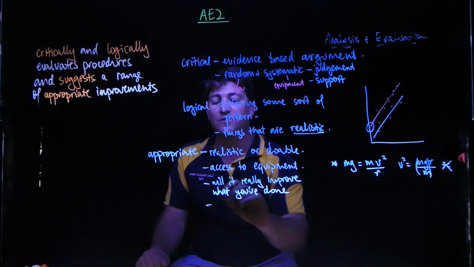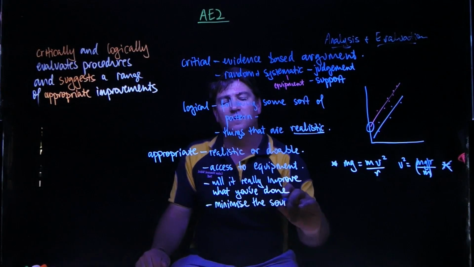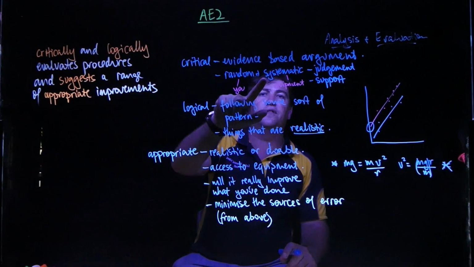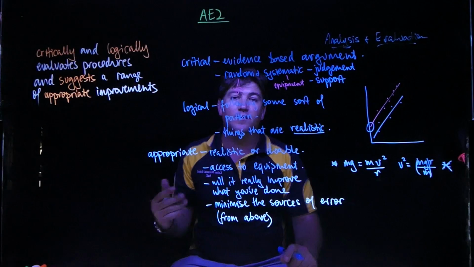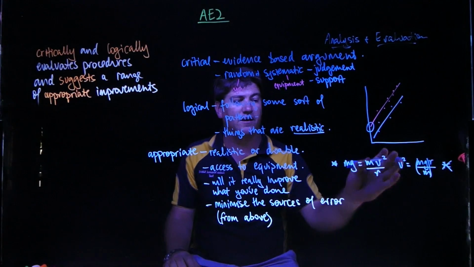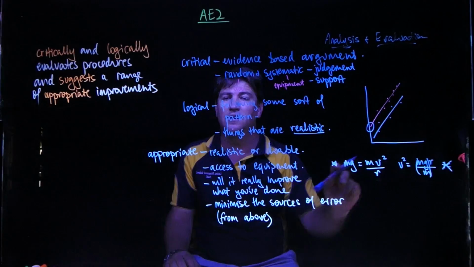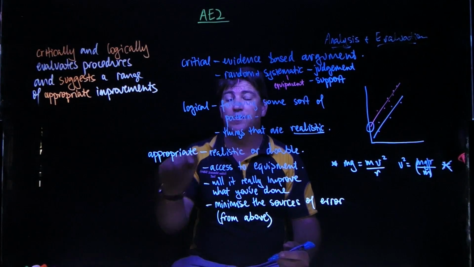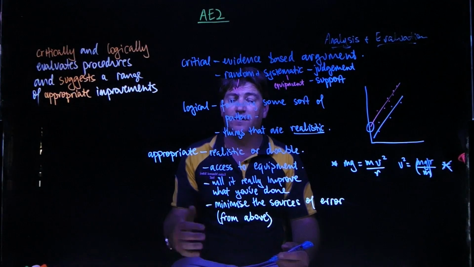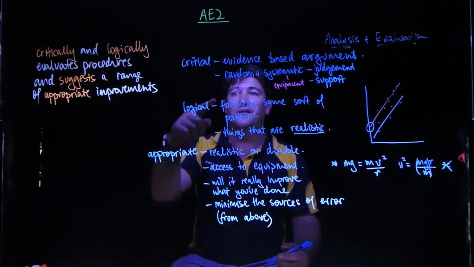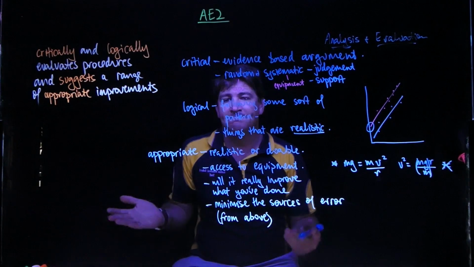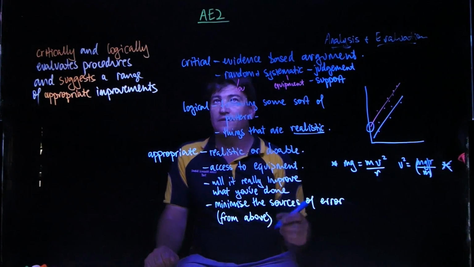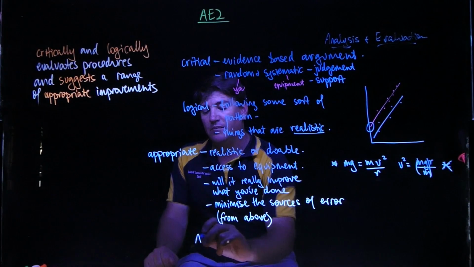Appropriate improvements will also address the errors you identified. So if you've said that the systematic error is caused by a significant amount of friction between the fishing line and the inside of the tube, again in this experiment here, then what could you do to minimize that source of error? That would be appropriate. Suggesting a range of improvements that actually don't fix any of these things up here, once again, that's not really appropriate, is it? So this is AE2 again.